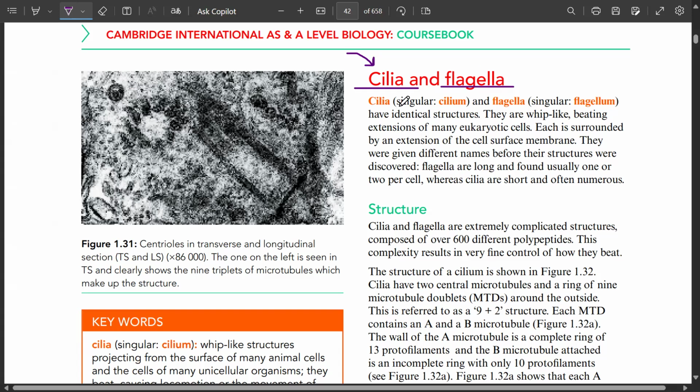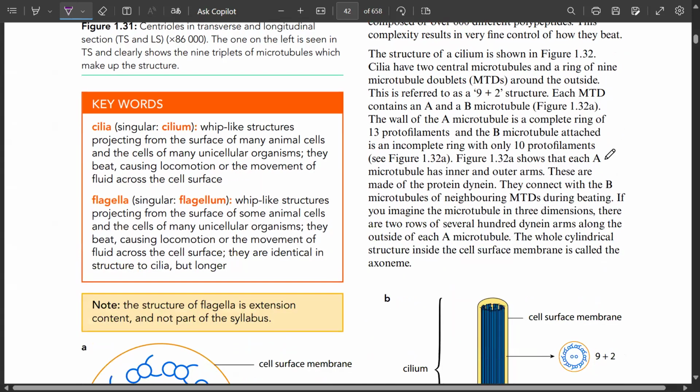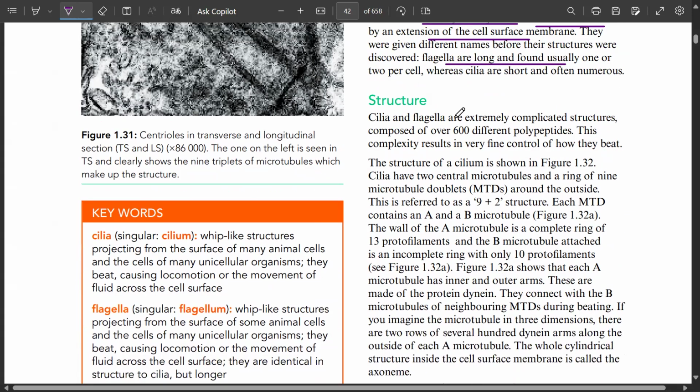So cilia, singular cilium, and flagella, singular flagellum, have identical structures. They are whip-like beating extensions of many eukaryotic cells, and each is surrounded by an extension of the cell surface membrane. They were given different names before these structures were discovered, and flagella are long and found usually one or two per cell. If you look at the structure, cilia and flagella are extremely complicated structures. They have 600 different types of polypeptides, and they all vary in how they beat. Some organisms beat a lot, depending on the different types and number of those polypeptides.